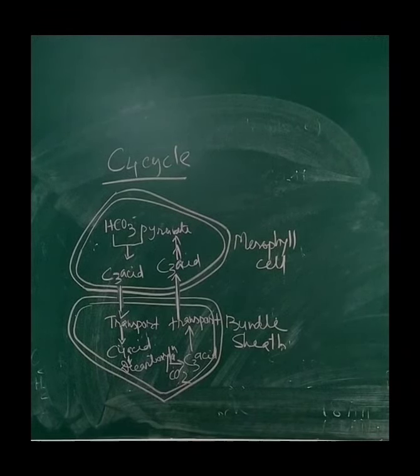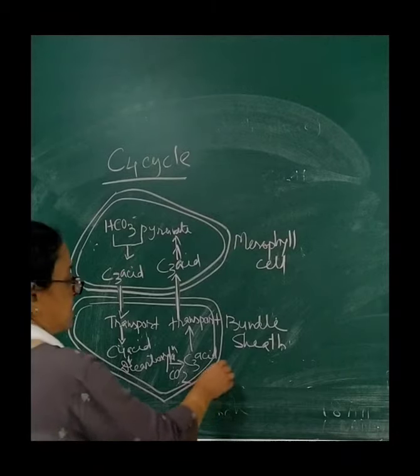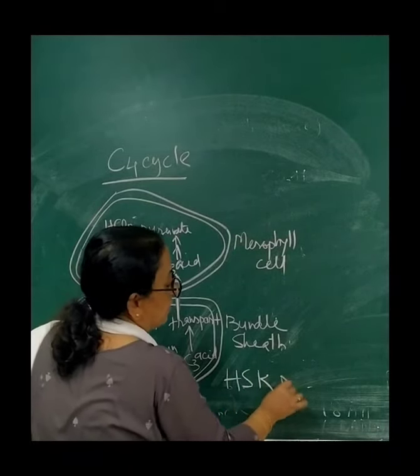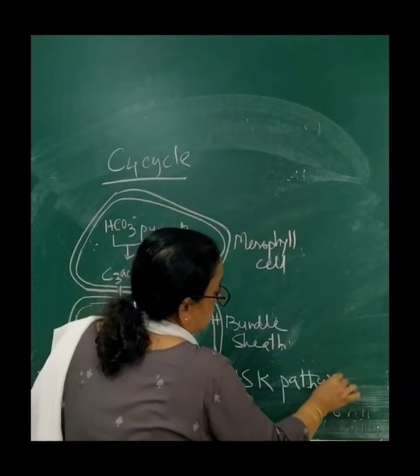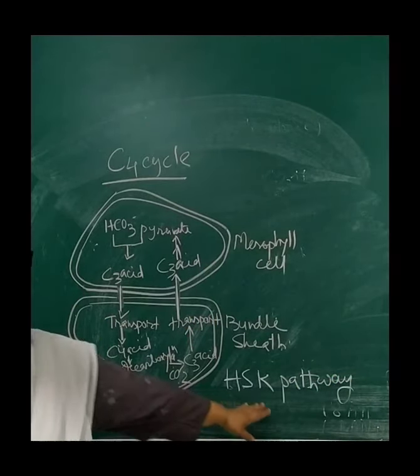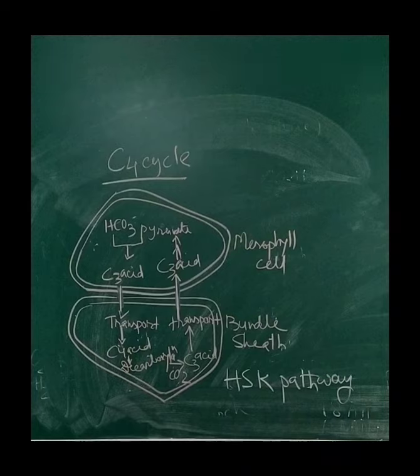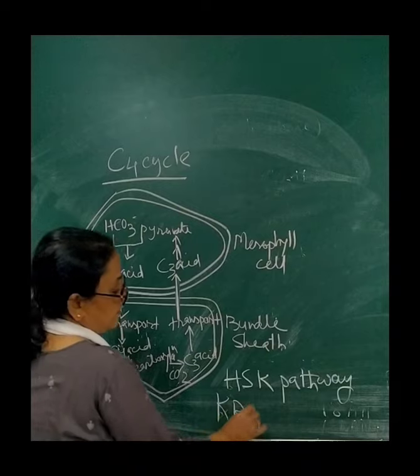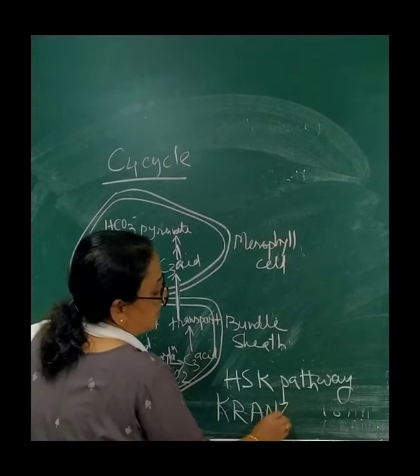Let's discuss the C4 pathway or C4 cycle. That is also a way by which carbon dioxide is reduced to carbohydrate. It was worked out by two Australian scientists, Hatch and Slack. So this is also called the HSK pathway, because the scientists are Hatch, Slack and Korschak. And here C4 plants are special because they have a leaf anatomy called Kranz anatomy. So that's a Kranz anatomy.